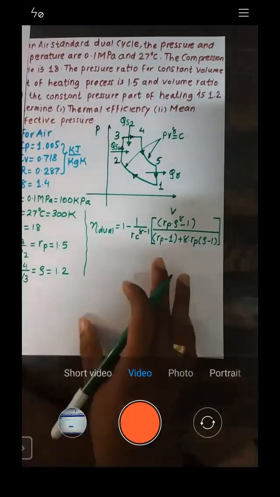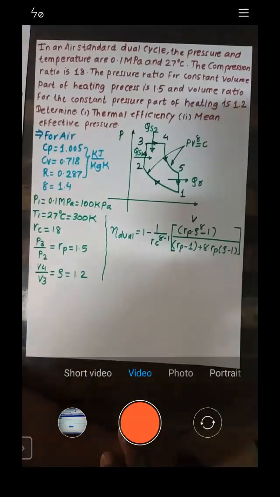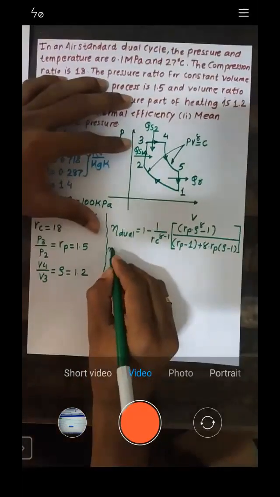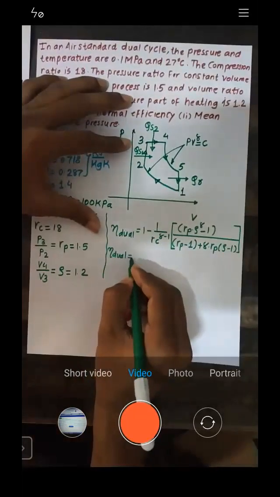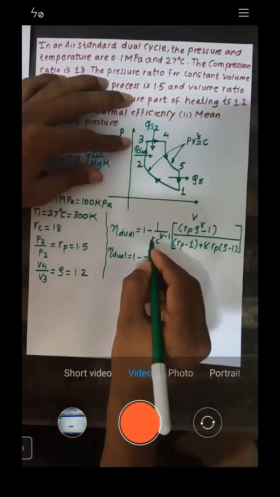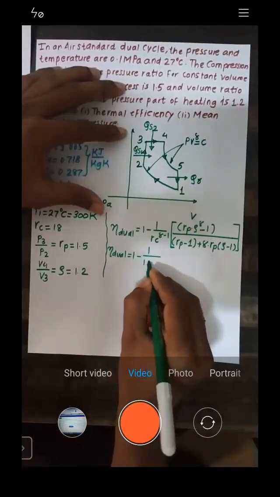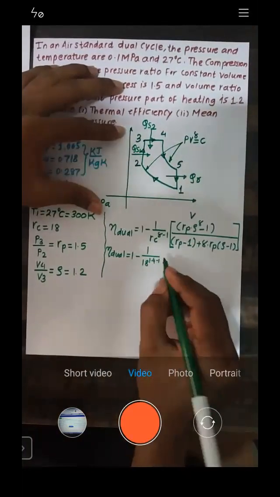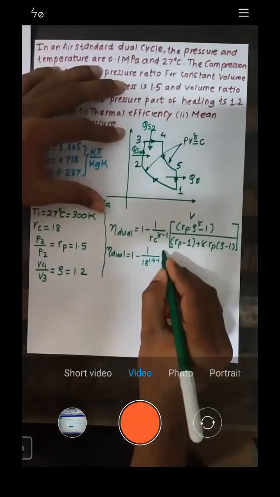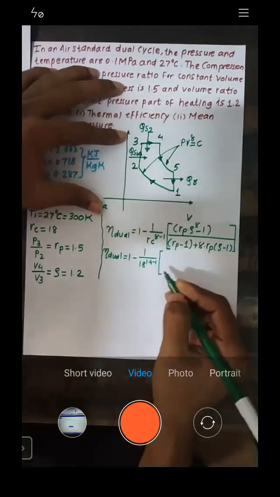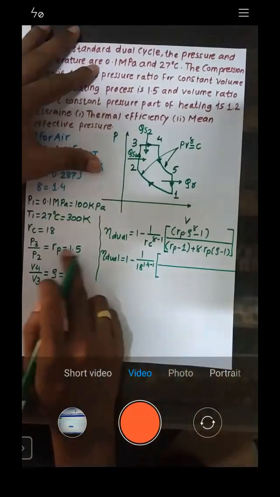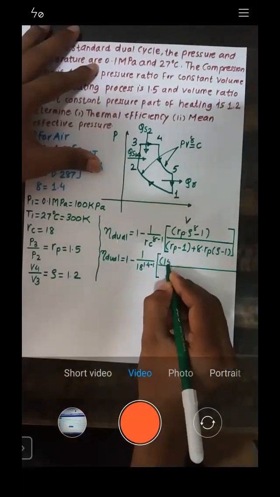Everything is known, that is the reason why I will substitute all the values here. So efficiency of the dual cycle is given by 1 minus 1 upon RC, RC is given as 18, raised to power gamma, which is 1.4, minus 1, into bracket. Now I need to put these values. The value of RP is given as 1.5.